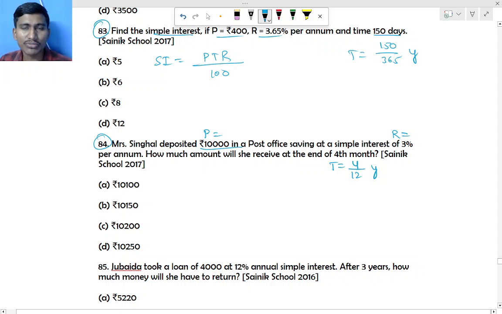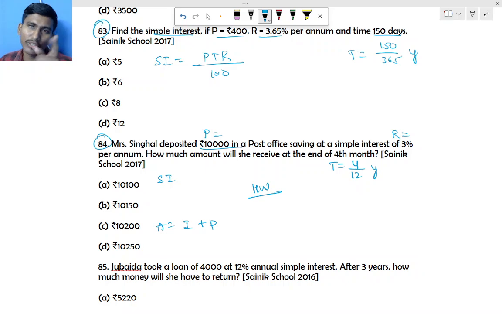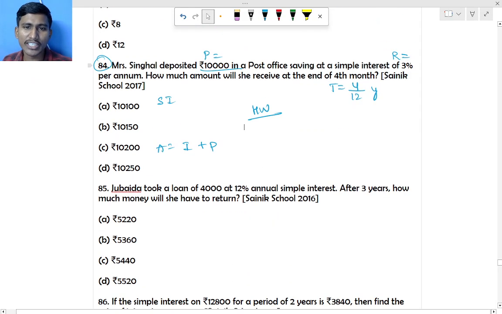We have done this type of question with months. We just have to find the simple interest, then find the amount. Amount will be interest plus principal. Time is 4 by 12, because 1 year means 12 months, so we have to divide by 12. Okay, do this as homework.